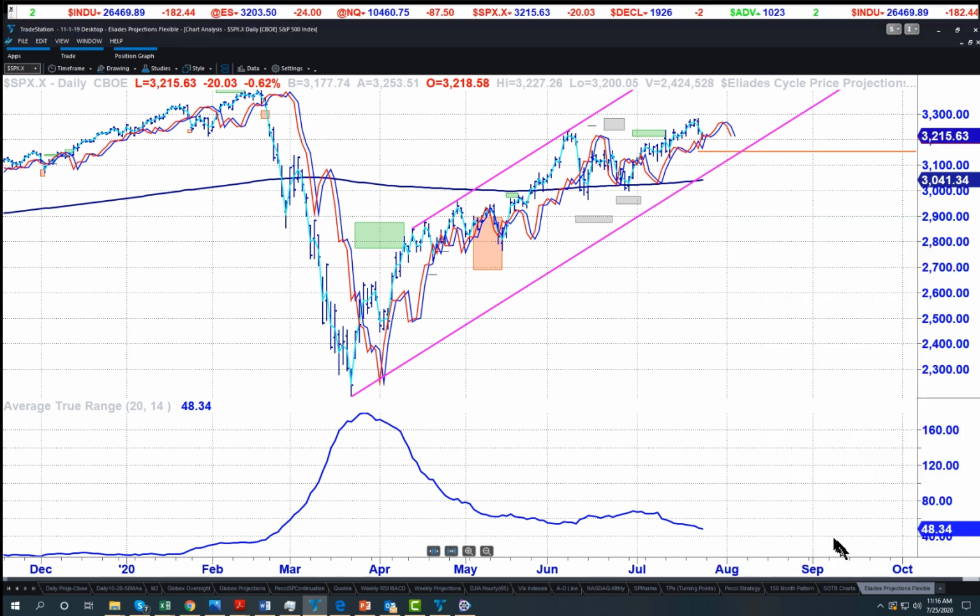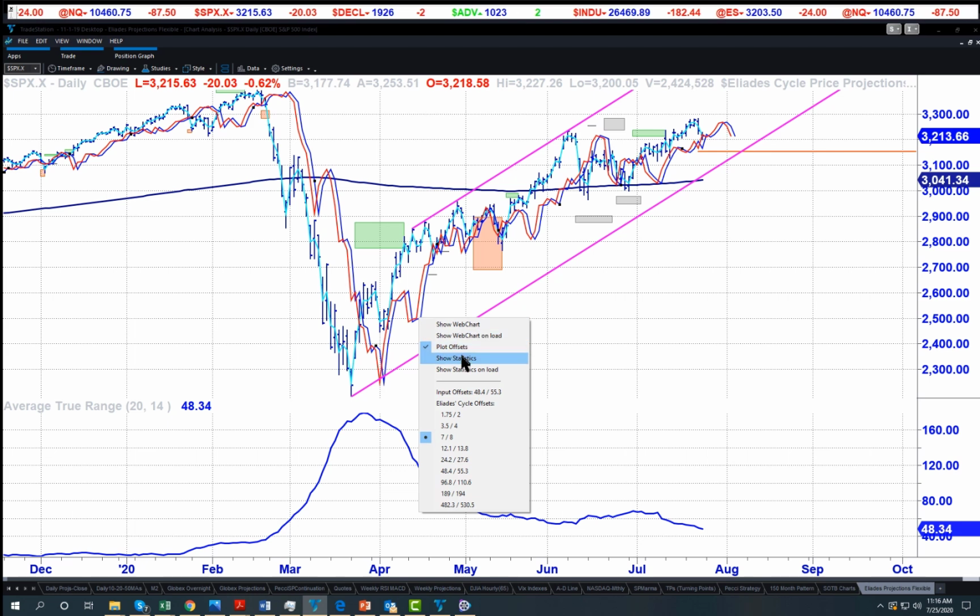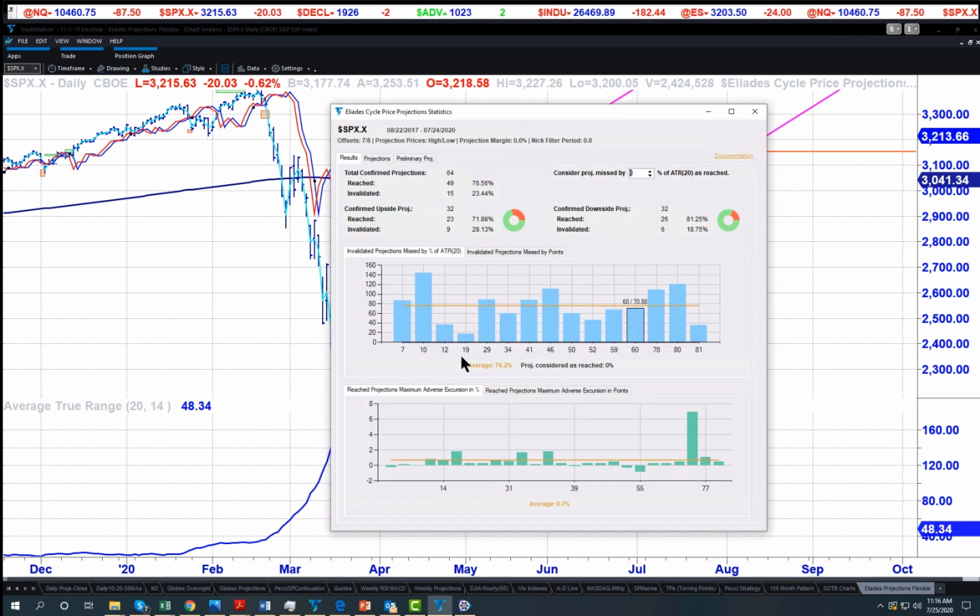And once you do that, now another thing that's happening, and this is a glitch I think that's more Windows and TradeStation related, is sometimes the box for statistics will not pop up right away. If that's the case, then you just go to show statistics again here, and there it is.